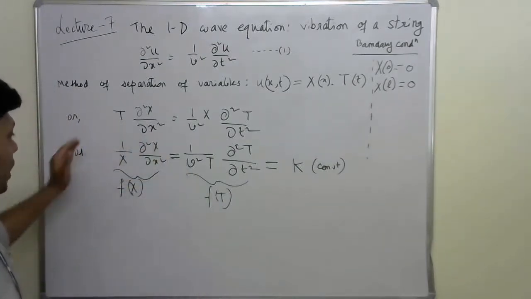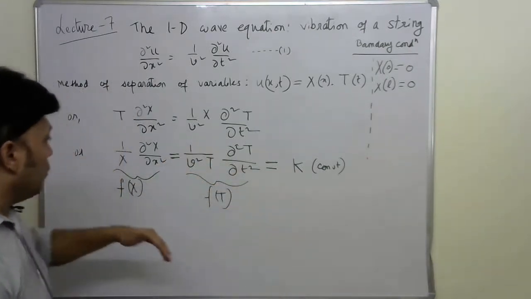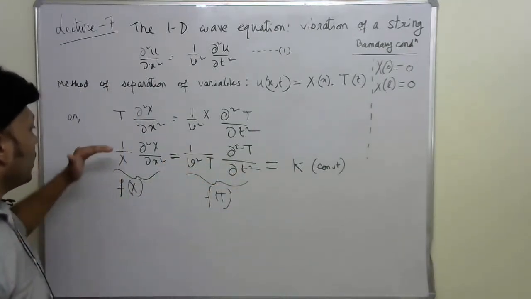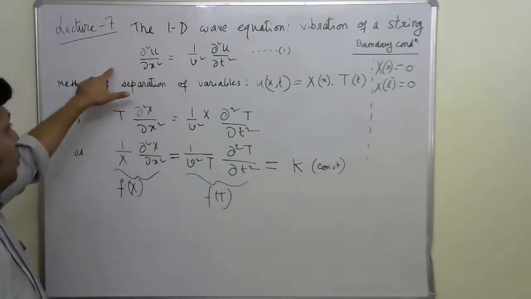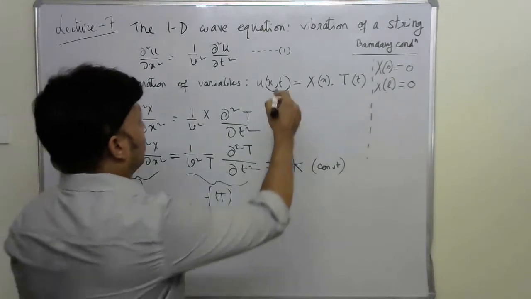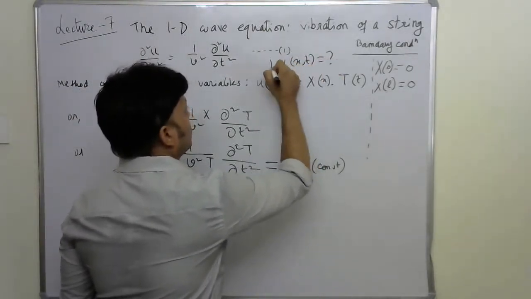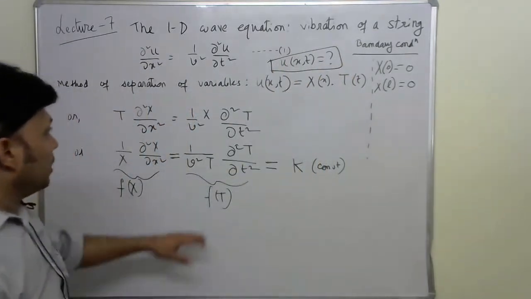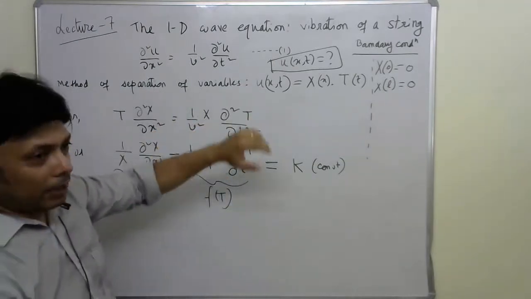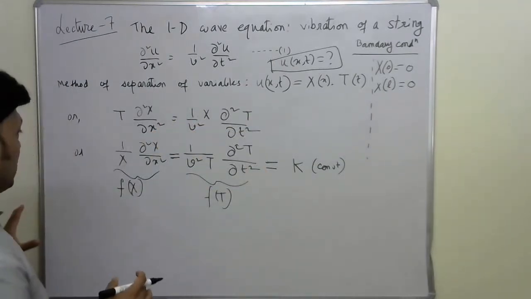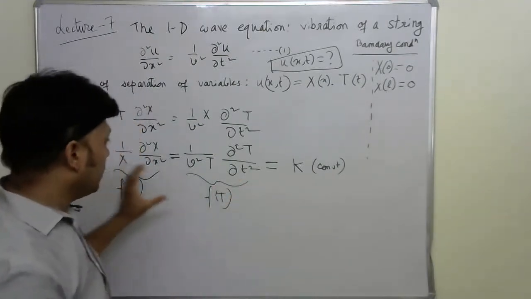Now let's try to solve this, because this part is equal to a constant and this part is equal to a constant. We will try to figure out how we can solve for X and T. Our target is to find the value of u(x,t), so we are actually going to find the solution. That means we have to find X and T separately, and then we take the product and we get u of x and t. So the question is, how can we solve this?